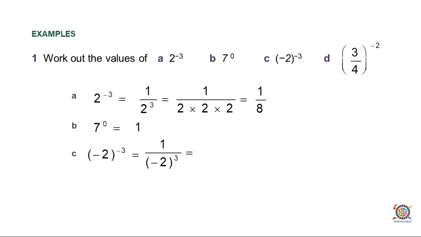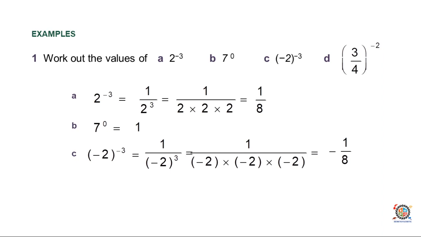Okay, which will lead you to 1 over negative 2 to the power of 3. And negative 2 raised to the power of 3 is 1 over negative 2 times negative 2 times negative 2. And negative 2 multiplied 3 times to itself is equivalent to negative 8. Will lead you to an answer of negative 1 over 8.